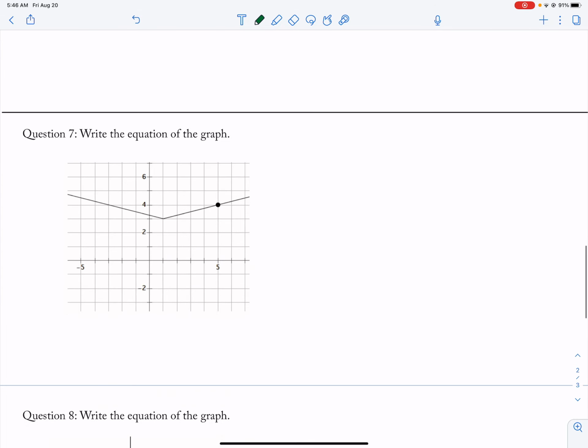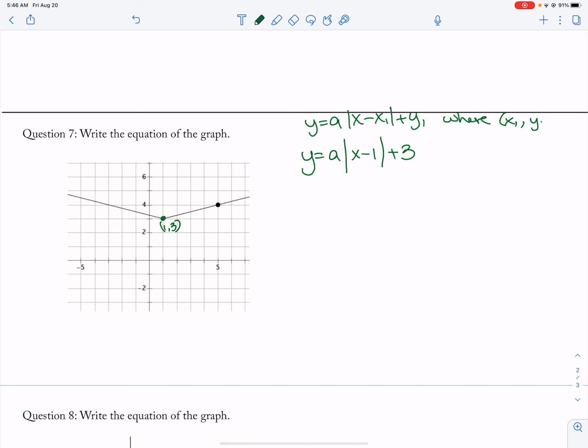Question 7 is to write the equation of the graph. So the first thing I'm going to do is find the vertex. So the vertex is 1, 3. And I'm going to plug this into the general form for absolute value: absolute value x minus 1 plus 3. Remember that your general form is a times the absolute value of x minus x1, plus y1, where x1, y1 is your vertex.